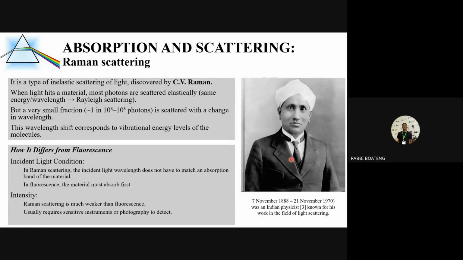So he did a very wonderful work in terms of scattering, and he helped with the discovery of this Raman scattering. And Raman scattering actually behaves in terms of the Stokes and the anti-Stokes, where we have some form of energy, we give it to it, and it comes back at a different energy.